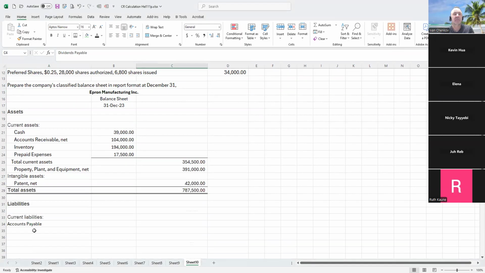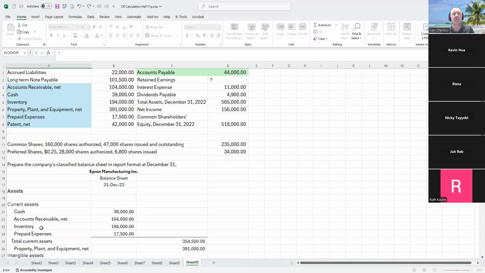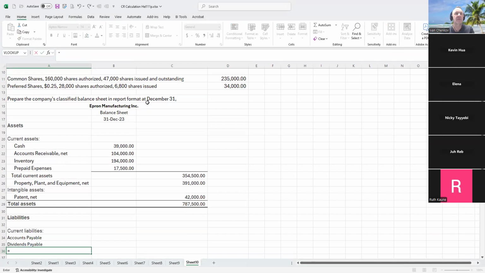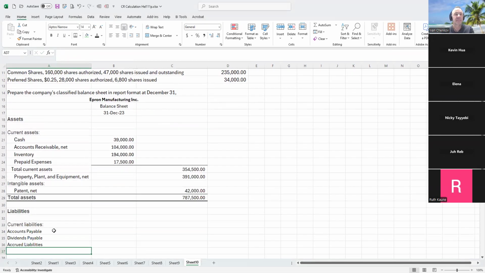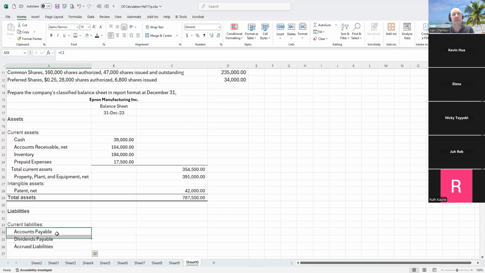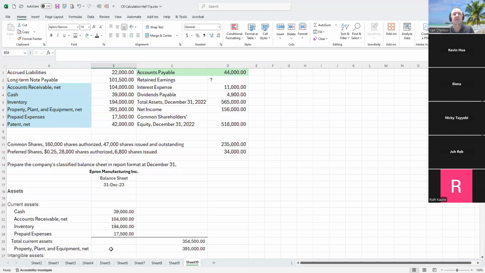So let's go with the dividend payable as the next thing, because we don't want to annoy those shareholders. And the last thing we're going to do is the accrued liabilities. Those are the three payables under current liabilities that we're going to show. Correct? Are you guys with me? Yes. Okay, we get this one.